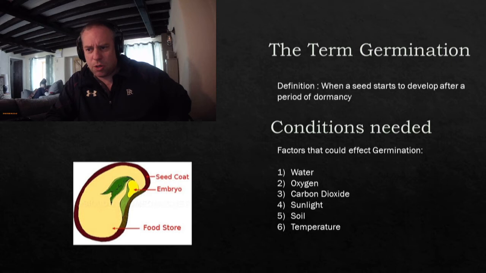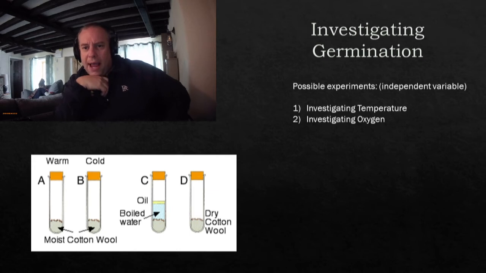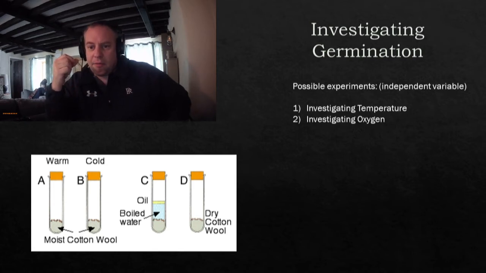So what we're going to have to do is come up with a way of investigating if each of those is needed. Let's have a look. The first picture I've got is just a simple way that you could investigate temperature. I've got 2 test tubes here, both with moist cotton wool at the bottom, both with seeds in the bottom. All I've done is put 1 test tube in a warm place and 1 test tube in a cold place. And we'll see if the seeds germinate in one or the other.